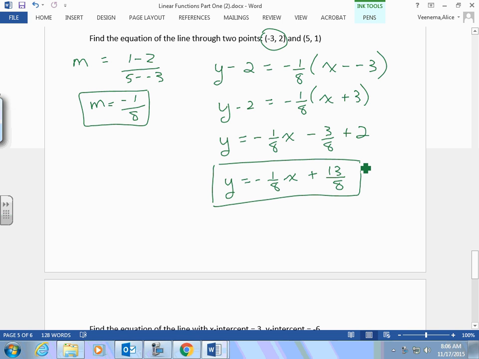Okay, now you might be wondering why I chose the point negative 3, 2 instead of the point 5, 1. And there's a good experiment for you to try. Do the same method, use this point and see what happens. And I'd love to hear your experience from class when you see what happens.